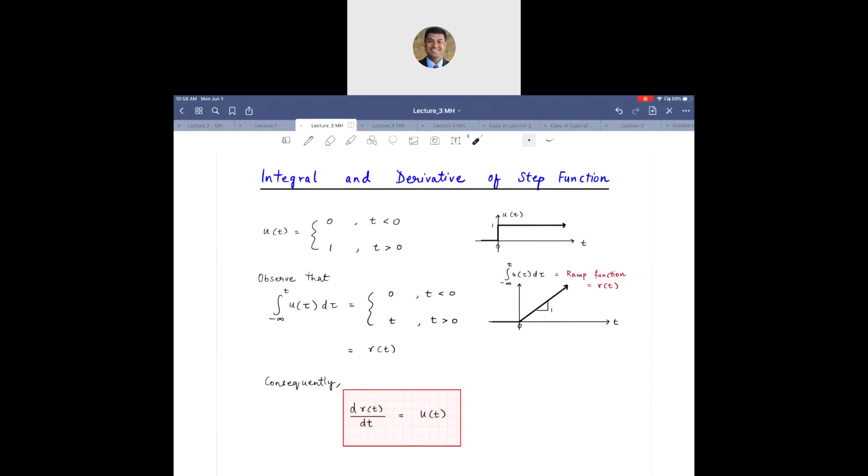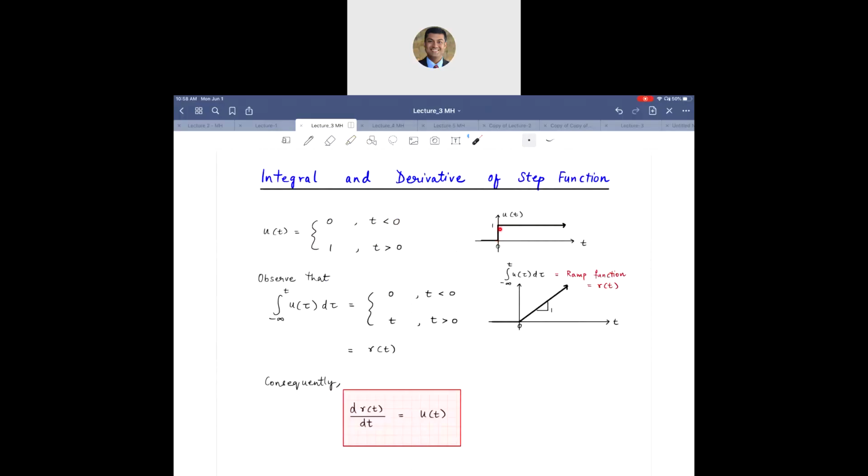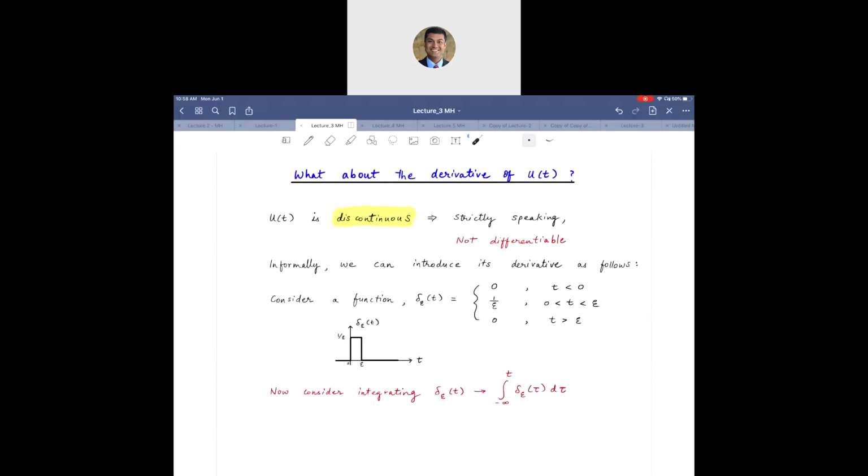All right, so integral, I hope you are comfortable with that. Let's move on to the derivative of u of t, which is slightly confusing. And it is confusing because of one reason: u of t is discontinuous. As you can see, there's a discontinuity at 0 here. So what is going to happen when we try to differentiate it? Well, strictly speaking, it is not differentiable because that's going to lead to an infinite slope.